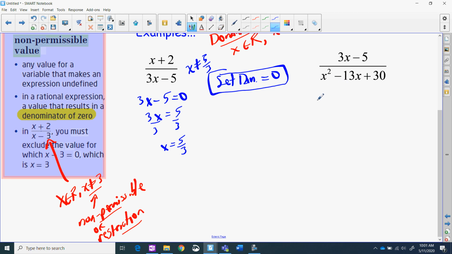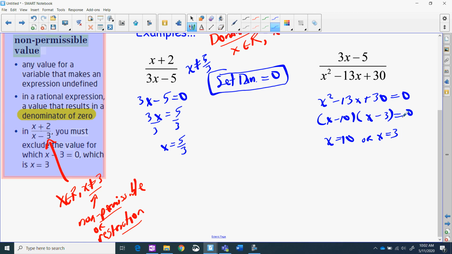So you say to yourself, okay, what would make the denominator equal to 0? I say, okay, this is a quadratic equation. I need to figure out two numbers that would multiply to give 30, and the same two numbers, when I add them, I would get a negative 13. Well, those two numbers would be x subtract 10 and x subtract 3. Negative 10 times negative 3, there's your plus 30. Negative 10 plus negative 3, there's your minus 13, which tells me then if x was 10 or if x was 3.